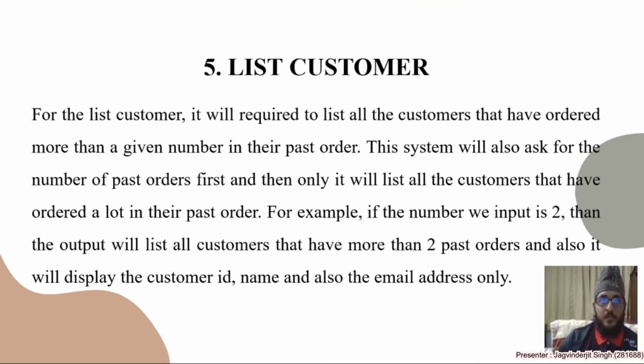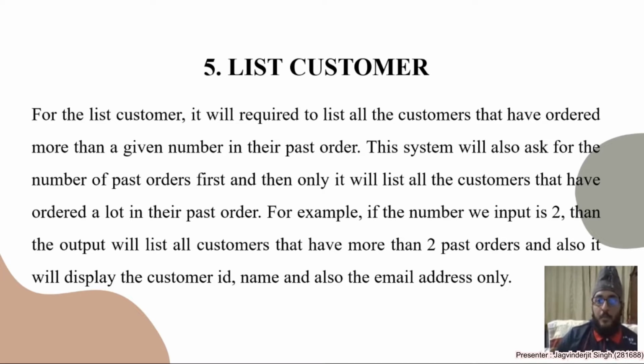Moving on to the next. This is the list of customer. For the list of customer, it will list all the customers that have ordered more than a given number in their past order. The system will first ask for the number of past orders, and only then will it list all the customers that have ordered in the past.